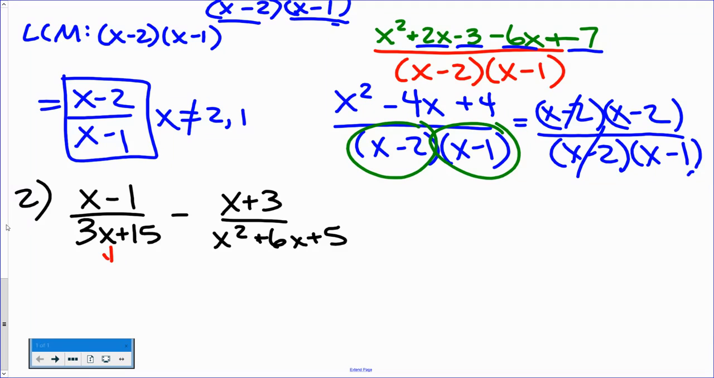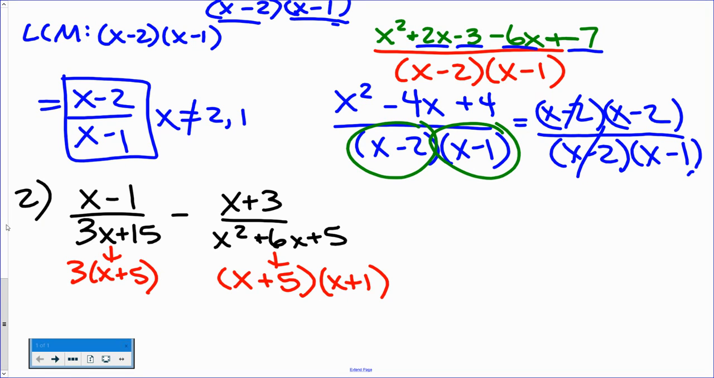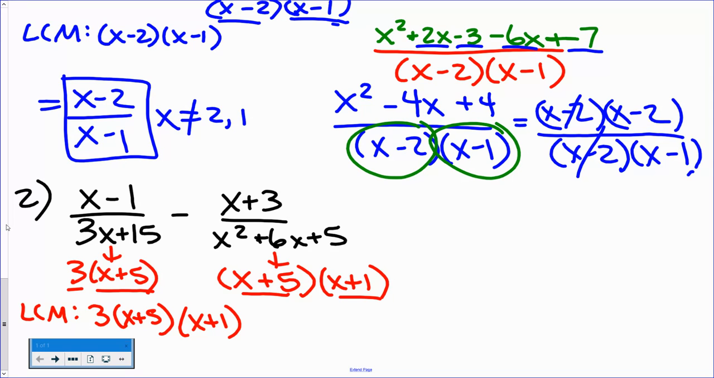So let's factor. I can factor out a 3. This would factor into x plus 5 times x plus 1. So that means the least common multiple must have a 3, must have an x plus 5, we already got the x plus 5, and it must have an x plus 1. That's what I need in my denominator. So now I look at this denominator, which needs the x plus 1. So that's what we need on top. This denominator needs a 3. So I'll multiply by 3.